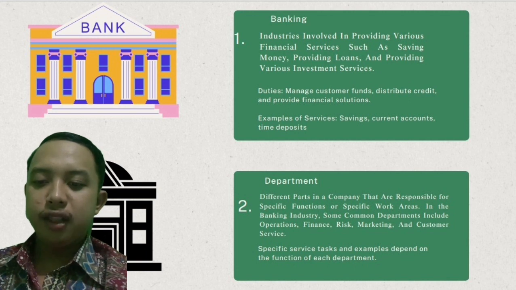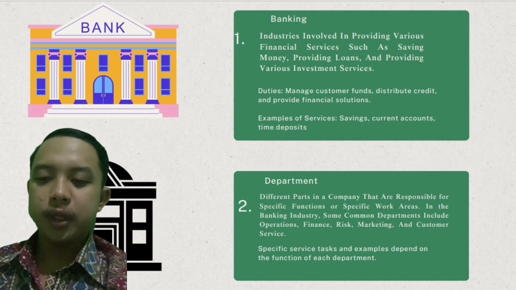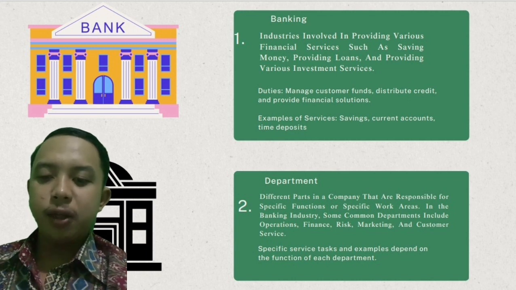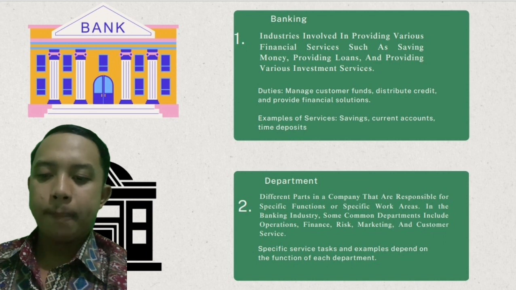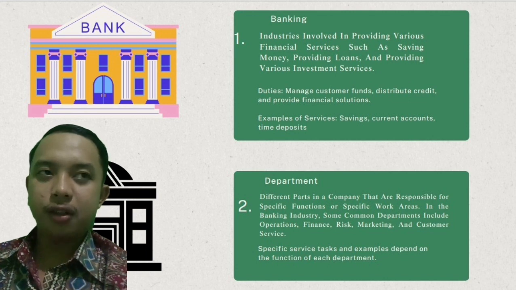The second point, department. Different parts in a company that are responsible for specific functions or specific work areas. In the banking industry, some common departments include operations, finance, risk, marketing, and customer service. Specific service types and examples depend on the function of the department.